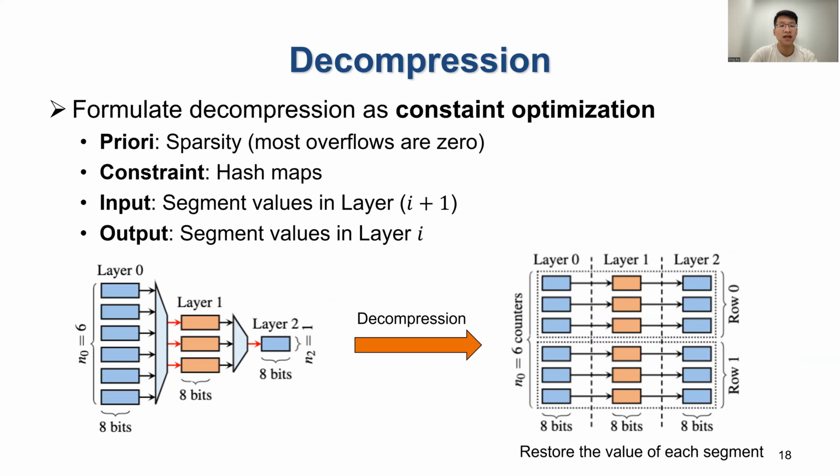So, how do we decompress these segments with minimal error? The answer is by formulating a constraint optimization problem. It has 4 ingredients. First, its priority is sparsity, which suggests we find sparse solutions. Second, the constraint is imposed by hash maps. We must find solutions subject to these constraints. Third, the input is segment values of a higher layer. And finally, the output is the restored segments of the current layer.